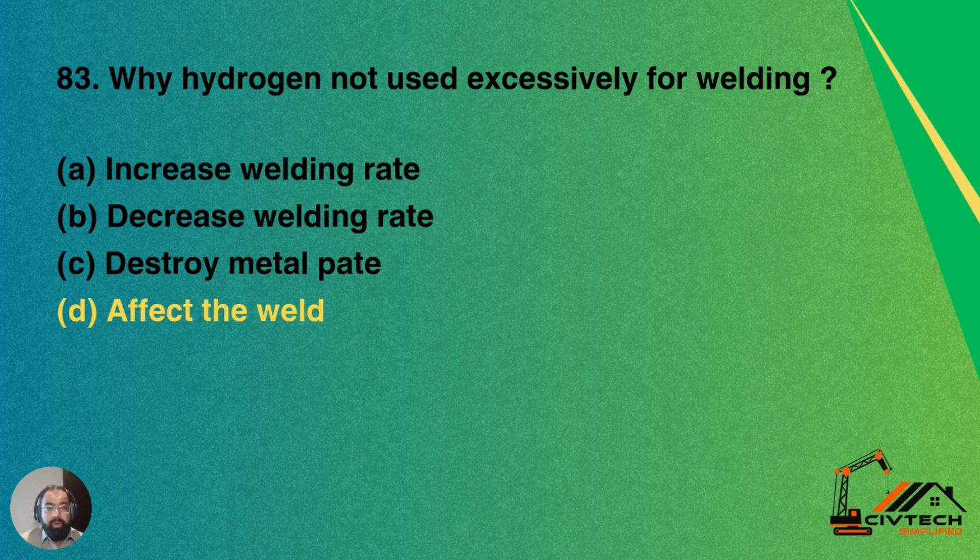Question number 83. Why is hydrogen not used excessively for welding? Option A, it increases welding rate. Option B, it decreases welding rate. Option C, destroy metal plate. Option D, affect the weld.